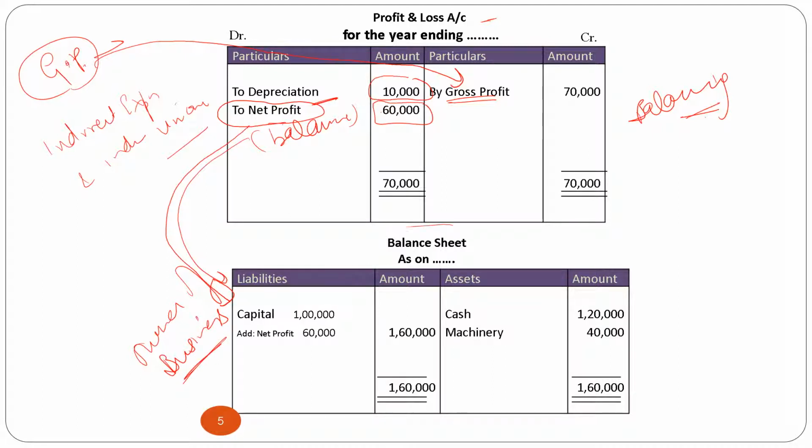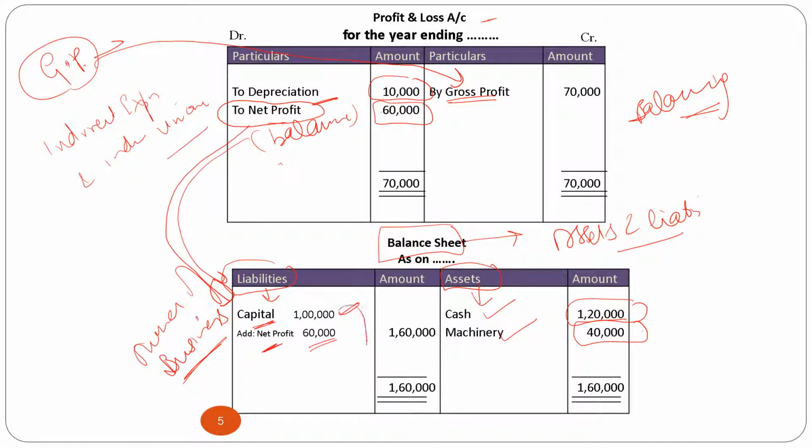So here we have the balance sheet. The balance sheet is a statement that shows the balances of all the assets account and the liabilities account. So the balances of all the assets account will be recorded here and the liabilities account will be recorded here. So cash is a type of asset, machinery is also a type of asset account. So we'll record the balances here. And for the capital account we have rupees 1 lakh, and the net profit that we have got from the profit and loss account will be added to the capital account.